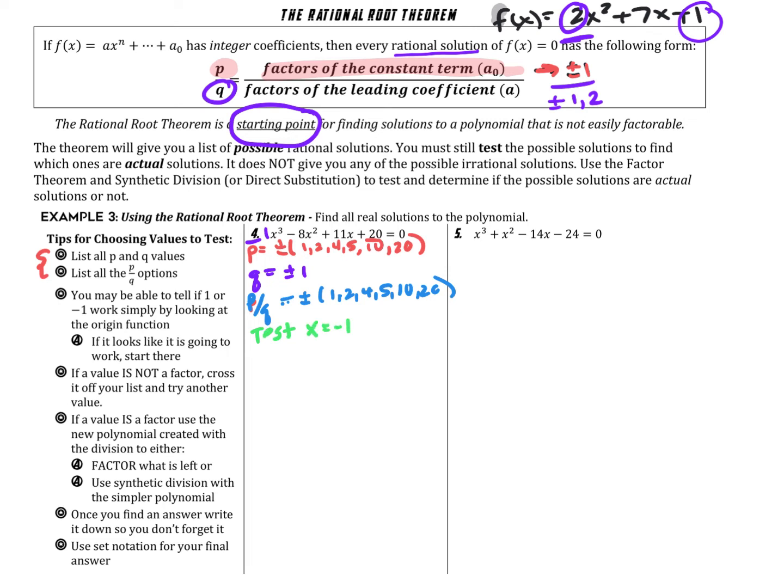Now, I'm intentionally going to pick problems where you shouldn't have to guess 50 numbers before you get a correct one. But let's see what happens when we use synthetic division with -1. So I'm going to write -1 on the outside. I'm going to write the coefficients, 1, -8, 11, and 20. I'm going to bring 1 down and apply my synthetic division. And, well, that's awesome. I just got a factor.